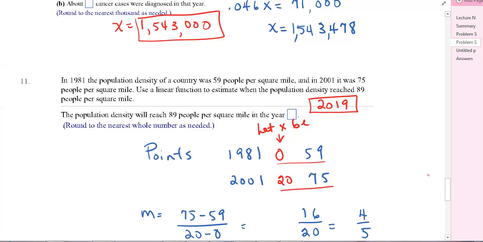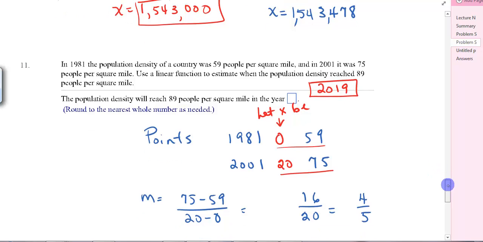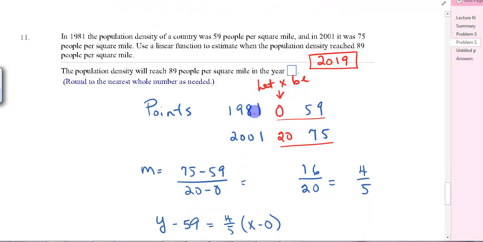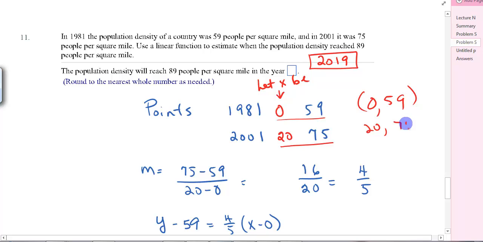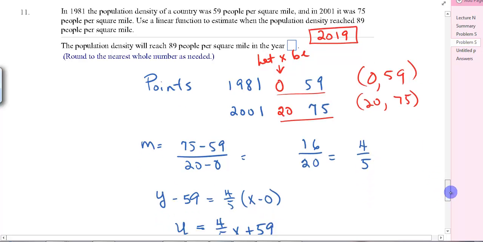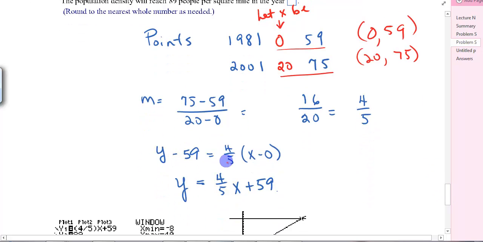All right. In 1981, the population density of a country was 59 people per square mile, and in 2001, it was 75 people. So it's kind of like that other problem we had. But we don't want to use the years. We let 0 be 81, and then 2001 was 20 years after that. So here's your 2 points, 0, 59, and 20, 75. So if we find the slope for that, y minus y over x minus x, and that gives us 4/5.